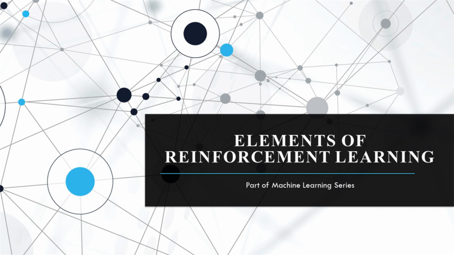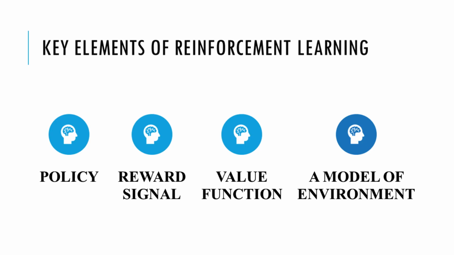algorithm. In their book, Reinforcement Learning, An Introduction, 2nd edition, Richard S. Sutton and Andrew G. Barto make an interesting argument where they mentioned that beyond the agent and the environment, one can identify four main subelements of a reinforcement learning system: a policy, a reward signal, a value function, and, optionally, a model of the environment. Let's see one by one.